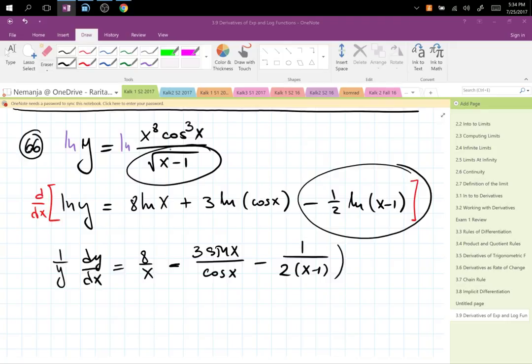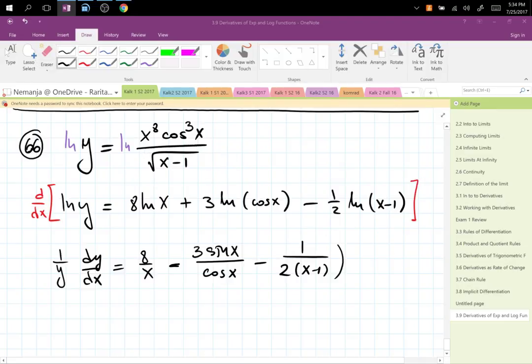The exponent is half, right? It's a square root. It's a half exponent, and it goes in front of the ln. This minus becomes a minus because the derivative of cosine is a negative sign.